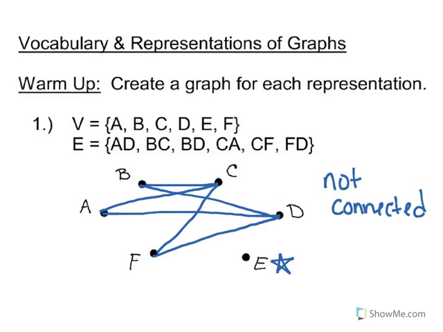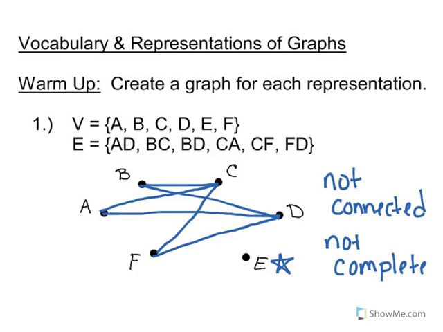Is this graph complete? Now, since it's not connected, it cannot be complete. Remember, complete means that every vertex is adjacent to every other vertex, meaning every vertex is directly connected to every other vertex. Okay, so this is not connected and not complete.